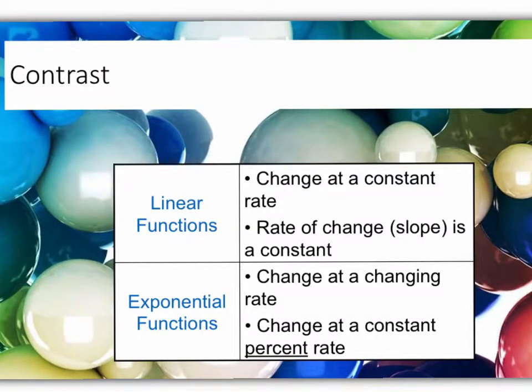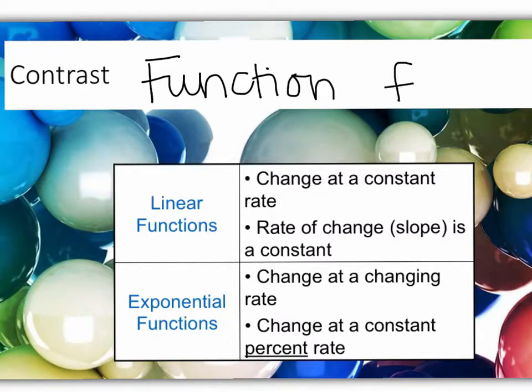Okay, let's go ahead and look at the differences between two types of functions. Remember that we had discussed function and function notation. And so function notation would be something like f of x. It can even be g of x or h of x. Well, let's go ahead and compare the two.